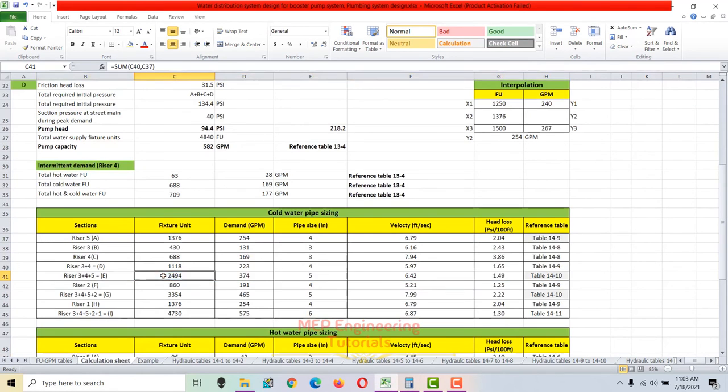So you can see here, I just sum up this, and in order to get the value, 3 plus 4 is represented by D. And we get the value of total fixture units as 2494. Now we need to convert this into demand GPM. So how will we do this one? I will use the interpolation table again.